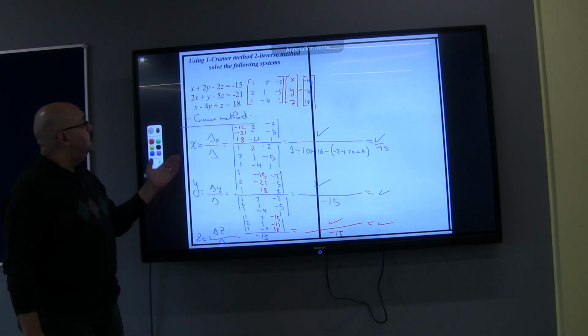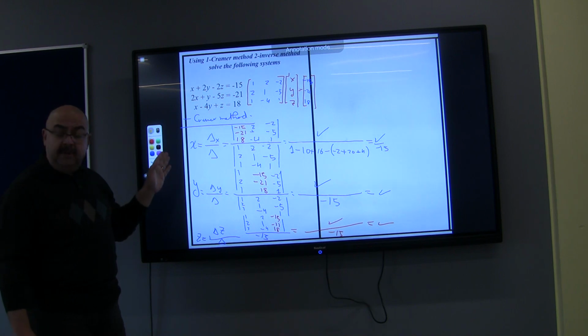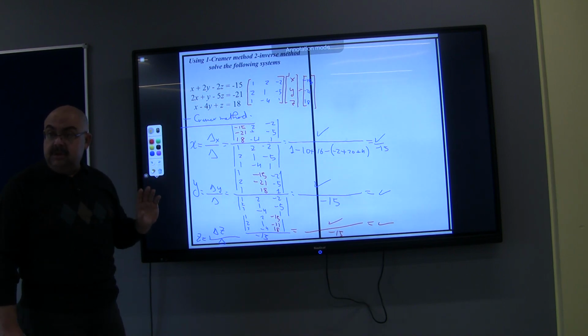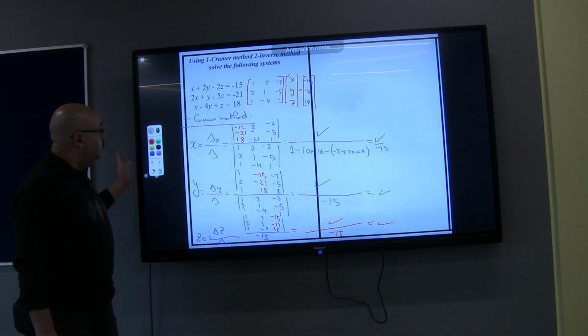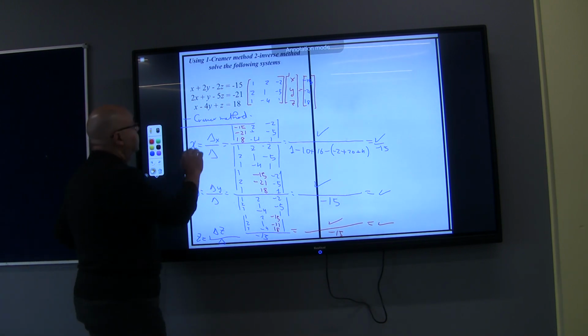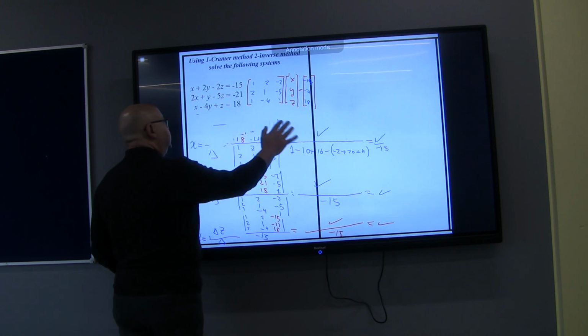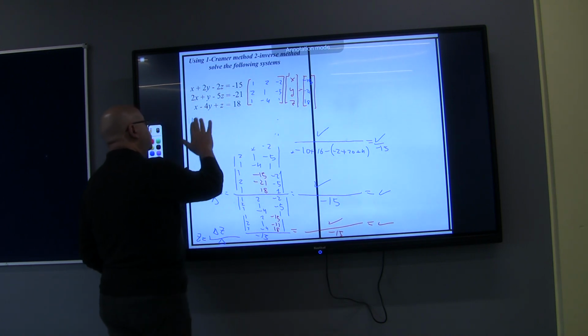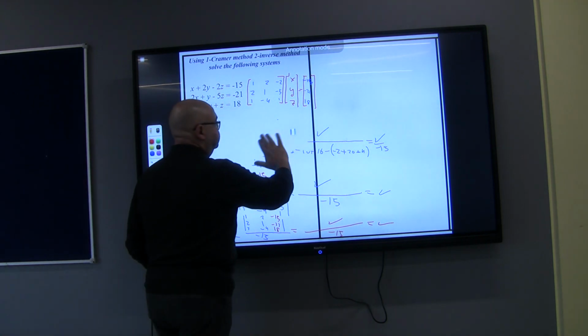Okay, if we want to resolve this problem using the inverse method, it's going to be almost the same as the previous one. Let me clear this area and let's start getting the inverse and do the same. Okay?